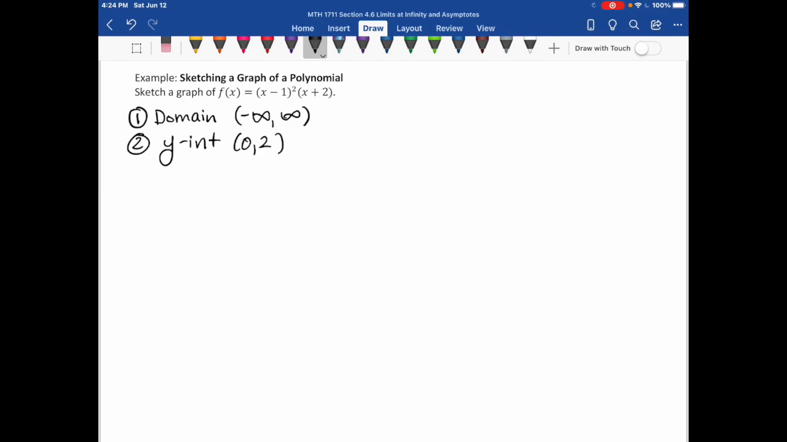My x-intercept, we're going to have to set y equal to 0 and solve for x. Since this is factored, it makes it a lot easier. So I have 0 is equal to (x minus 1) squared times (x plus 2). So I'm going to have two x-intercepts at (1, 0) and (negative 2, 0).